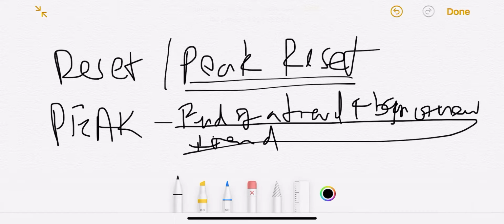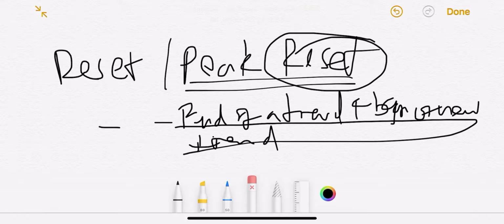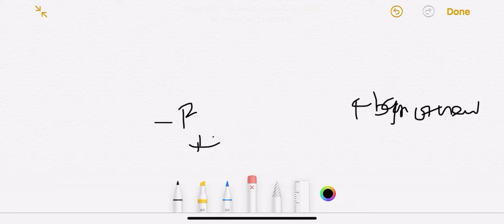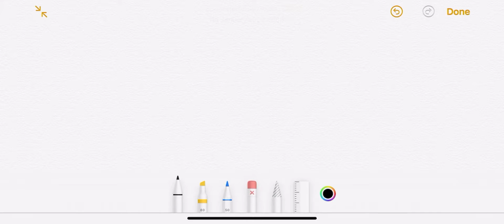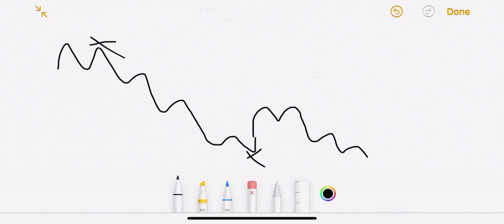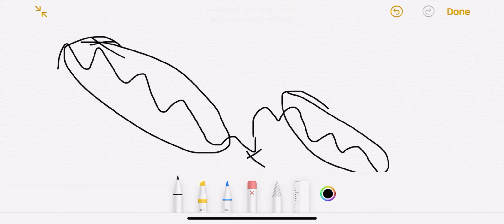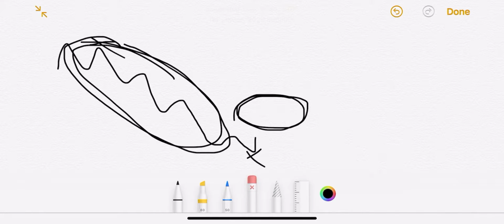But its difference from other peaks is that a peak reset is a continuation of a previously completed trend. So in other words, if we have a trend that is going down, let's say this trend started here and then ended there. If we talk about a peak reset, we are simply saying we are continuing the previously ended trend. That is what we call a peak reset.